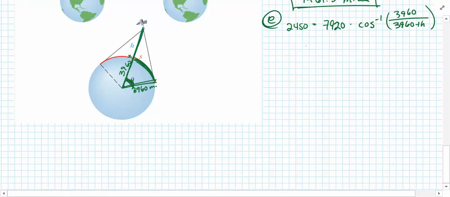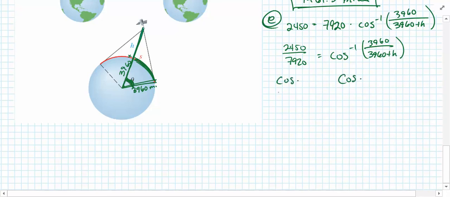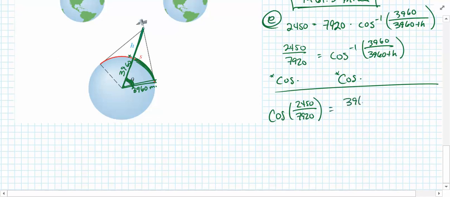I would start off by dividing both sides by 7920. So we have 2450 divided by 7920. That's going to equal cosine inverse of 3960 divided by 3960 plus h. Then I want to undo the cosine calculation here, this cosine inverse. So I'll apply the cosine, our traditional cosine rule, to both sides. Now this really isn't the appropriate method to show, but this is more or less a side note reminding me that I've applied the cosine to both sides of the equation. Really what we should show is that cosine of 2,450 divided by 7,920 is equal to 3,960 divided by 3,960 plus h.